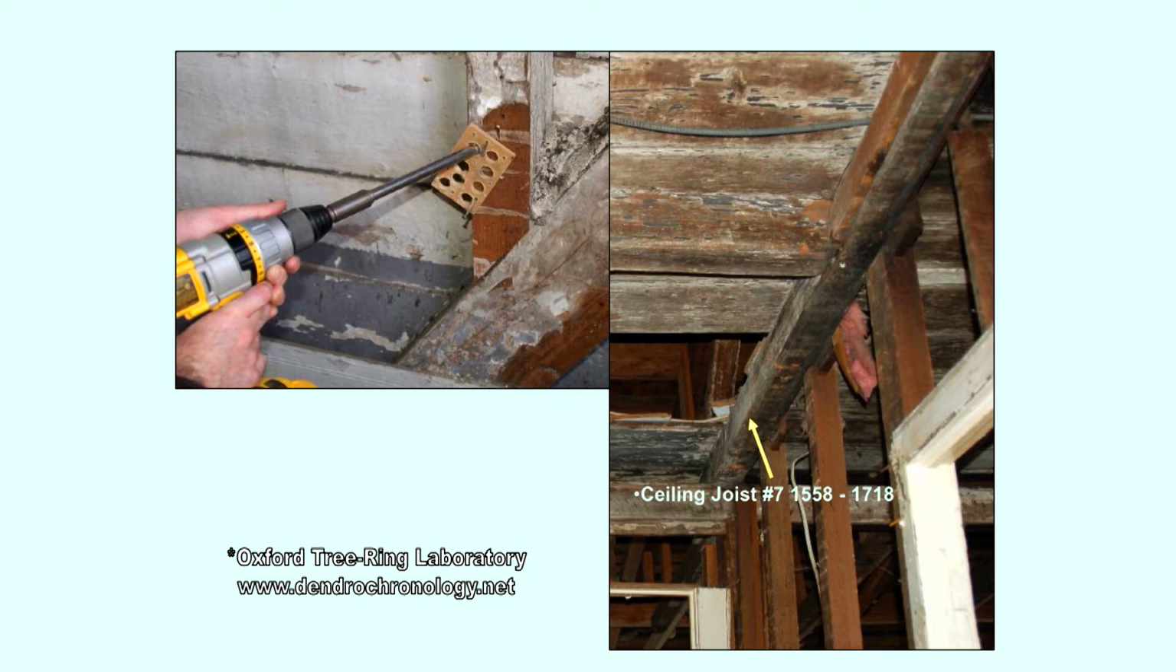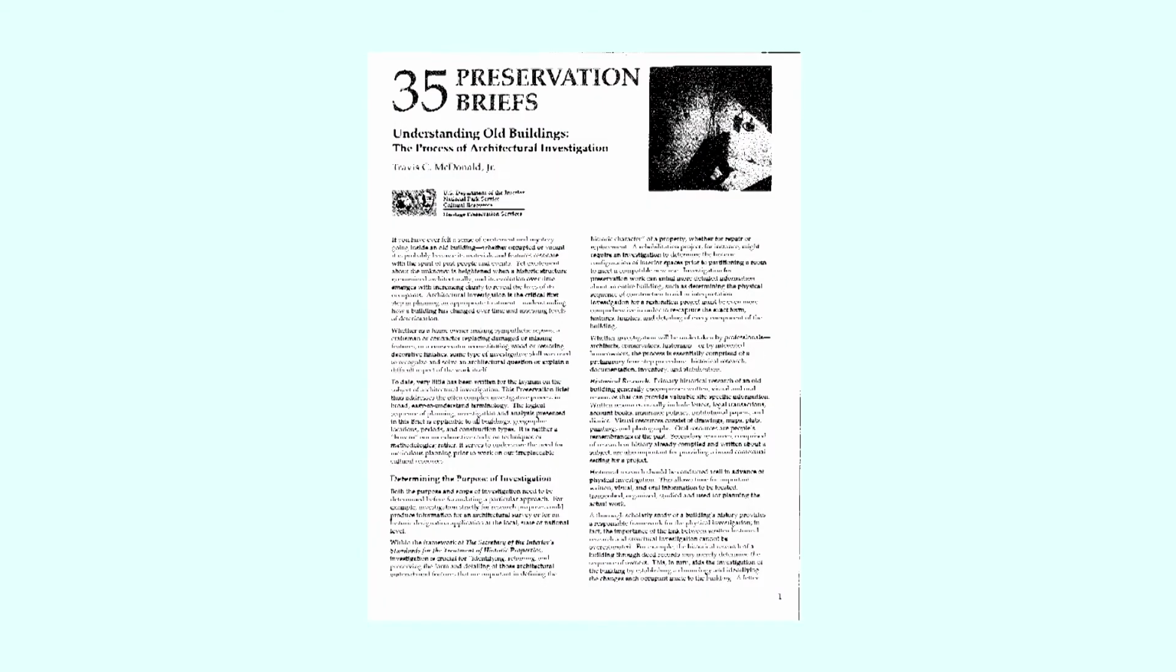And in this case, it was concluded that the main structural members of this house were felled in 1718, 1719, which made this house, this little house in Edenton, the oldest dated house in North Carolina, or the newest, oldest house, as I like to call it.